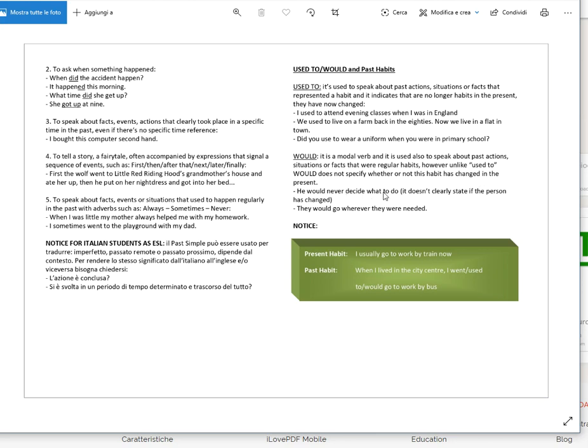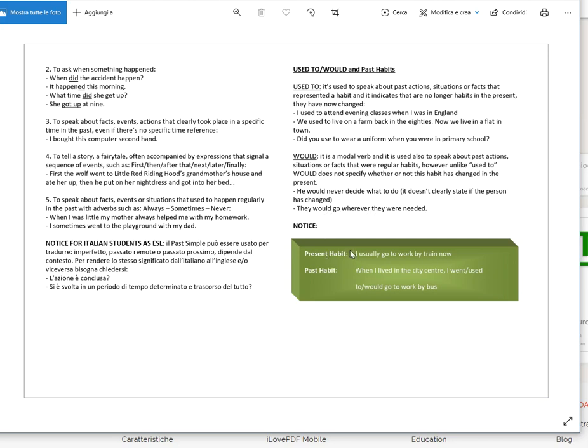He would never decide what to do. It doesn't clearly state if the person has changed. They would go wherever they were needed. This doesn't mean that in the future they can't.